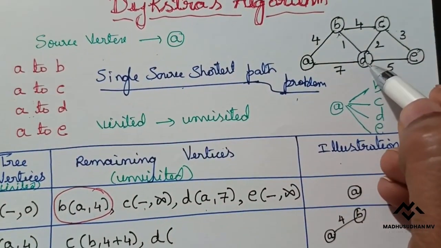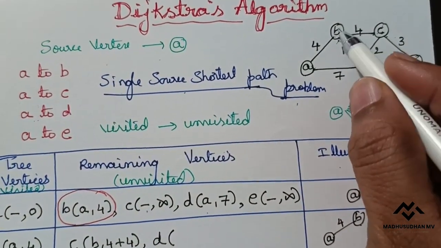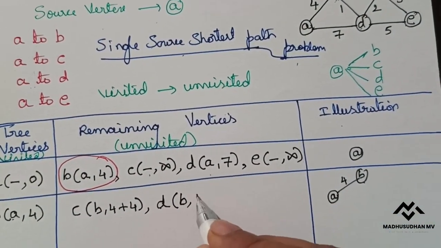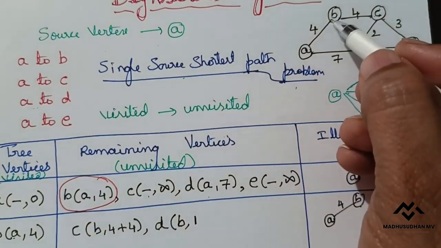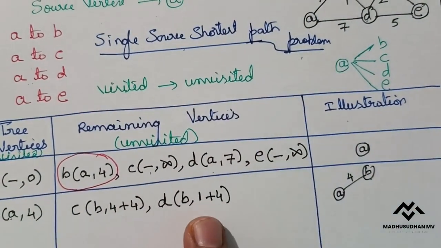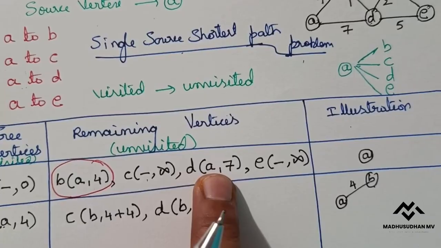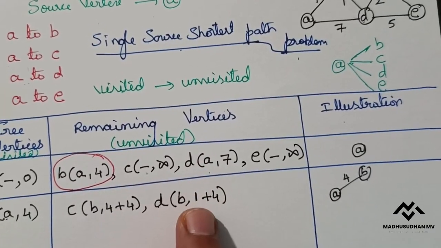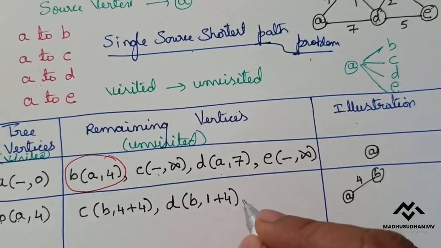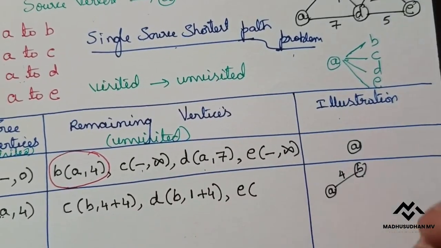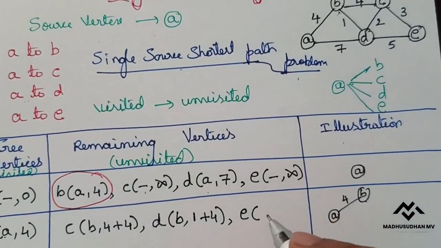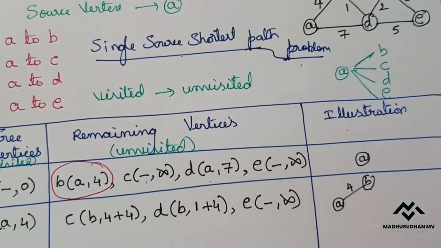Now that means D is at a distance 1 from B. So what I'll write? From B, D is at a distance 1, but to reach B we need to travel 4, so plus 4. Since this 5 is minimum when compared to the previous 7, I am updating the new one. Suppose the previous was minimum, I would return that one. Okay. So now next, E. E is not connected directly to B, so I am retaining the same thing, dash comma infinity.